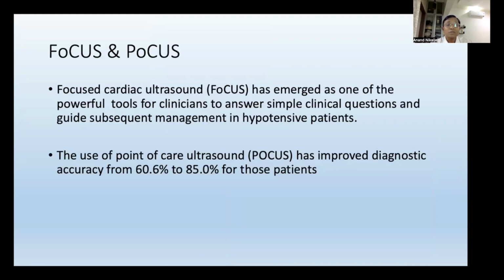So focused cardiac ultrasound has emerged as one of the powerful tools for clinicians to answer simple questions, to guide and diagnose shock, and to guide the subsequent management in a hypotensive patient. And another modality is point of care ultrasound. If you use point of care ultrasound, it is found that it improves the diagnostic accuracy from 60% to almost 85% in those patients of shock.